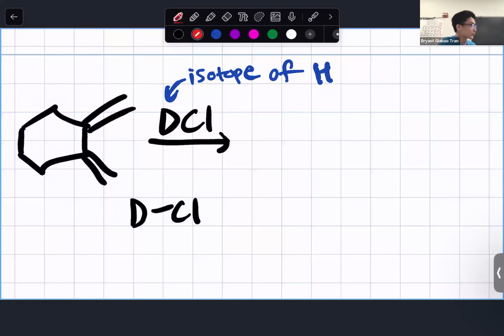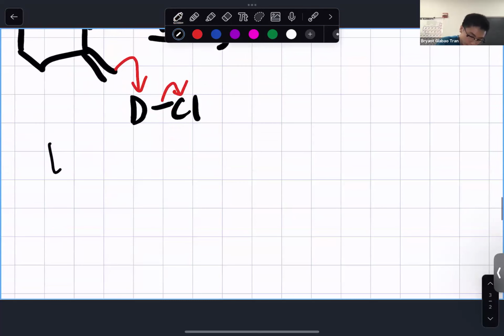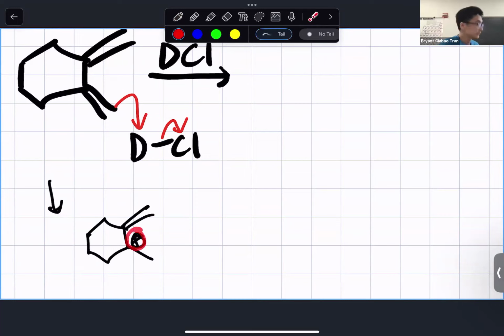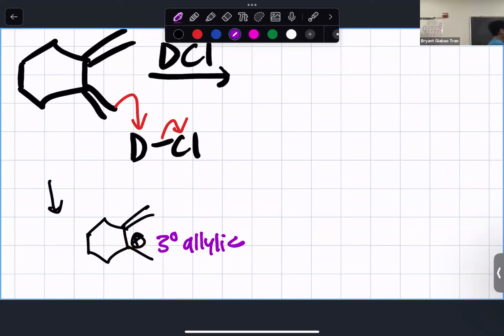Right. So we want to make the more stable carbocation. The less substituted carbon is going to get protonated, pick out the Cl. This forms our more stable carbocation intermediate right here. This carbocation is not only tertiary, but it is tertiary allylic. And allylic means that it is one carbon away from a double bonded carbon. That is allylic, right?